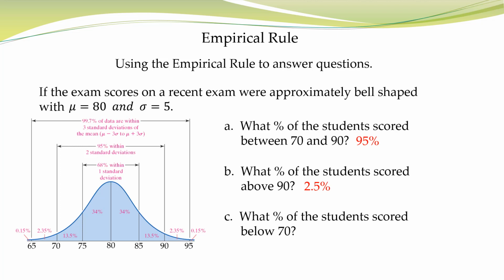What percent of the students scored below 70? Well, now the yellow shows below 70. And again, you add the percentages, you get 2.5%. Now, the empirical rule only works if you're using numbers that are actual standard deviations.